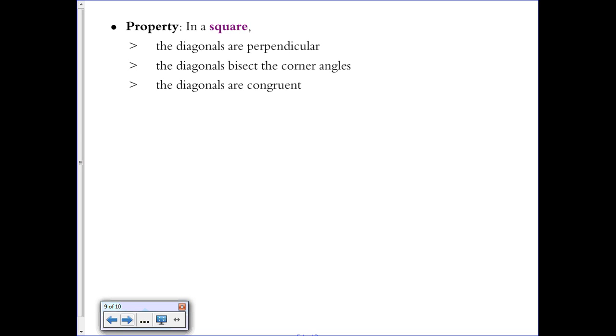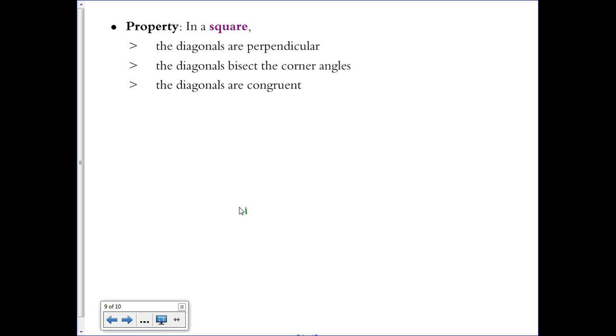To put those two together, as we talked about on the first slide, a square is both a rectangle and a rhombus. So any property that applies to a rhombus will apply to a square, and any property that applies to a rectangle will apply to a square. So in a square, all of the special properties we just learned are true. The diagonals are perpendicular to each other, the diagonals bisect the vertex angles, and the diagonals are congruent to each other.